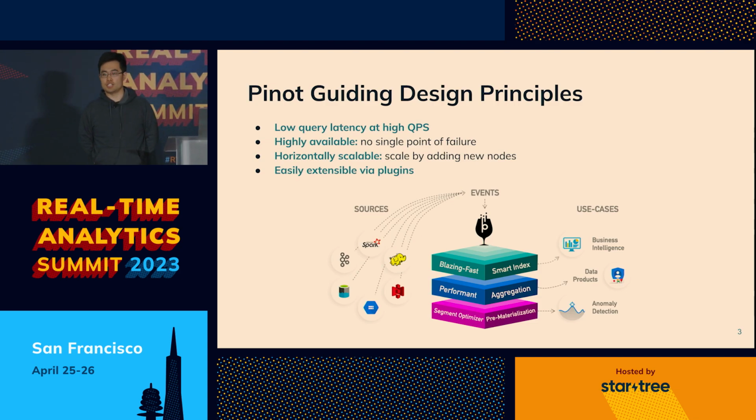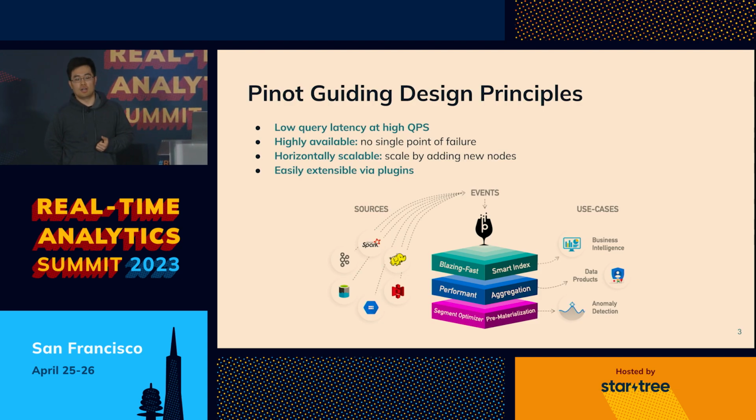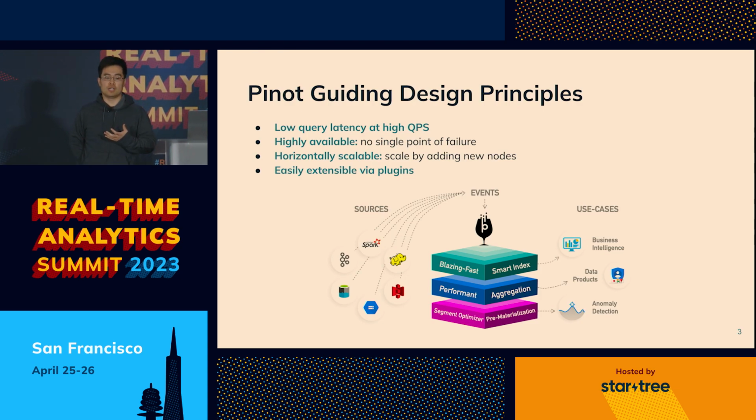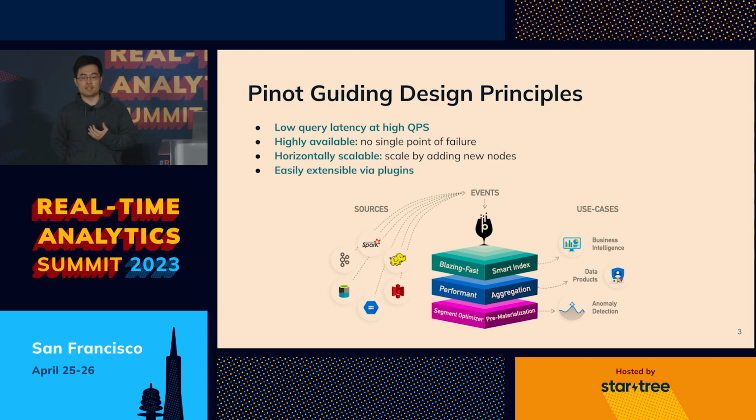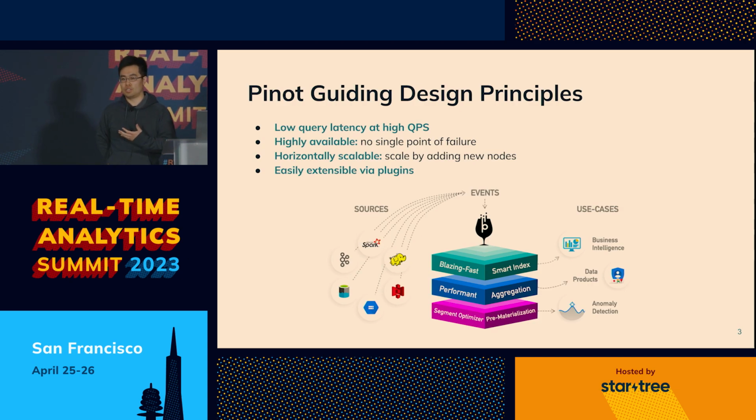First, the system should achieve low query latency even at a very high QPS. Secondly, the system should be highly available, which means that even if a single instance or some components in the system fail, the whole system should continue to serve queries and perform correctly. Third, the system should be horizontally scalable, which means we should be able to scale the system by simply adding new nodes to support increasing workloads.